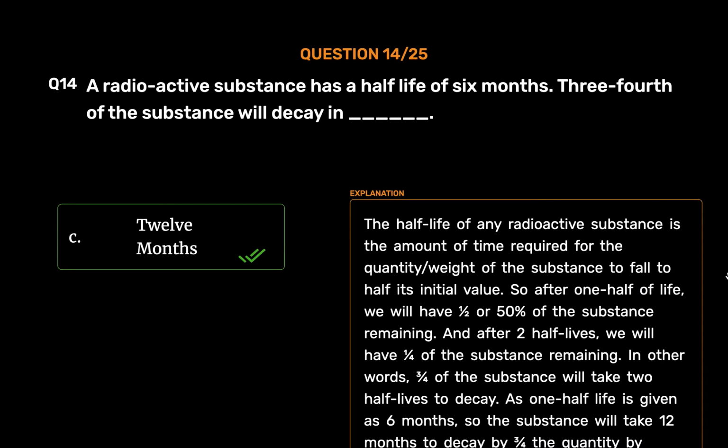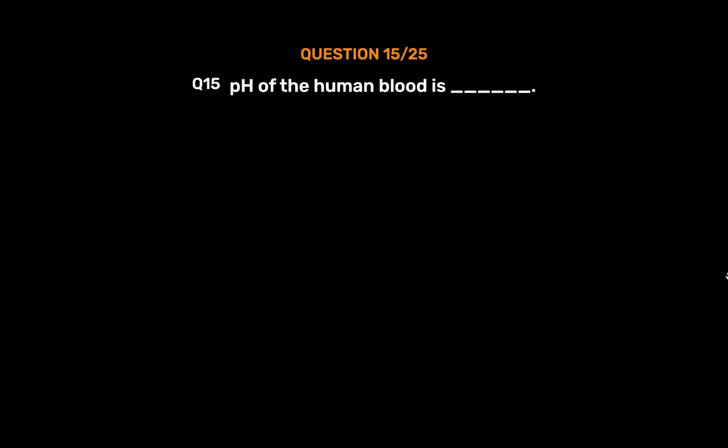12 months. The half-life of any radioactive substance is the amount of time required for the quantity or weight of the substance to fall to half its initial value. So after one half-life, we will have half, or 50%, of the substance remaining. And after 2 half-lives, we will have 1/4 of the substance remaining. In other words, 3/4 of the substance will take 2 half-lives to decay. As one half-life is given as 6 months, the substance will take 12 months to decay by 3/4 the quantity by weight.